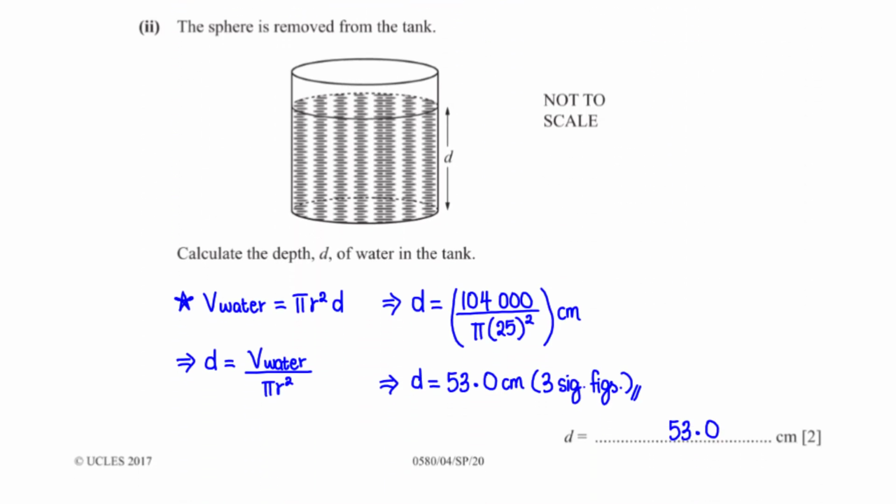The sphere is removed from the tank. Calculate the depth d of water in the tank. The volume of the water will be equal to pi r squared times d. We want to find d, so when we make d the subject of the equation, this is what we get. We found the volume of the water as 104,000 cm cubed, and we know that the radius of the cylinder is 25 centimeters. When we type this into the calculator, we get 53.0 centimeters, rounded to 3 significant figures.